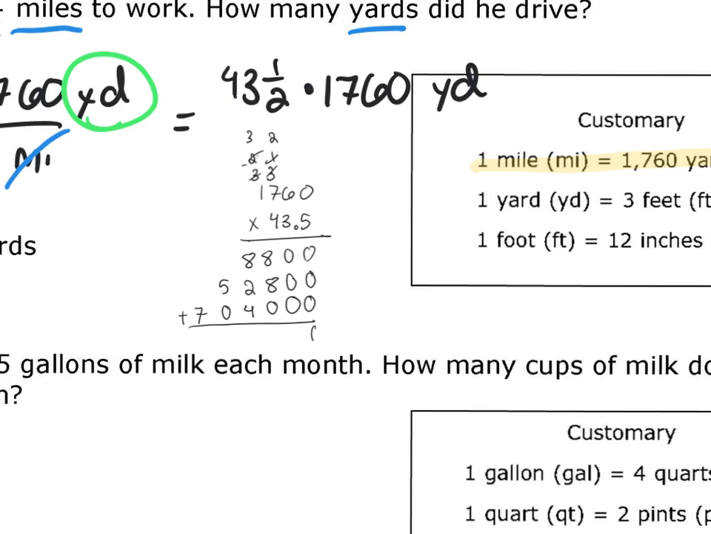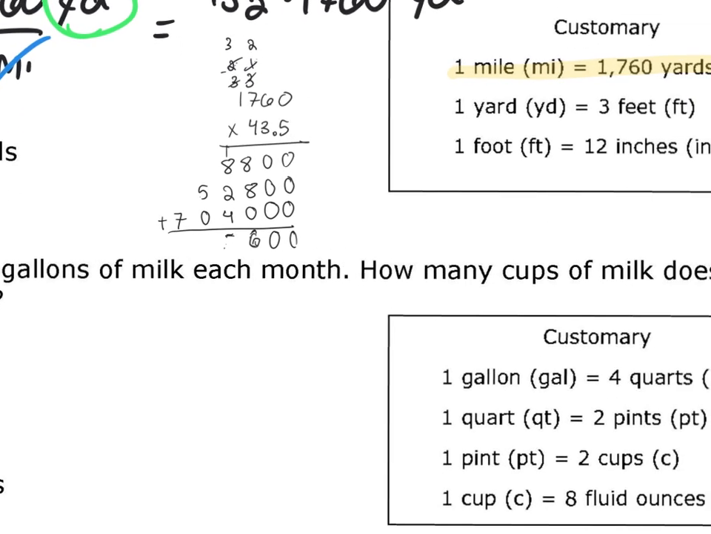Let's add it up. 0, 0, 6. There's my 6. Let's see, 1 plus 8 is 9. 9 plus 2 is 11. 11 plus 4 is 15. There's more than one way that you could have added those numbers, though. And then 1 plus 5 is 6, and nothing plus 7 is 7.